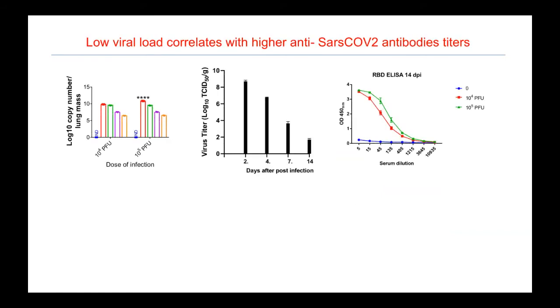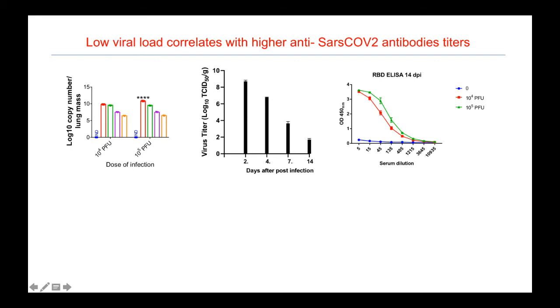Then we sacrificed these animals, collected the lung, and measured the viral load. We did the log 10 copy number per lung mass at 10 to the power 4 PFU and 10 to the power 5 PFU, and you can see at different days, as days go by, at 2 days you have more virus as compared to 14 days. We also did the viral titer, TCID50 per gram of lung, and you can see at 2 days a very high dose of virus is there in the lung as compared to 14 days.